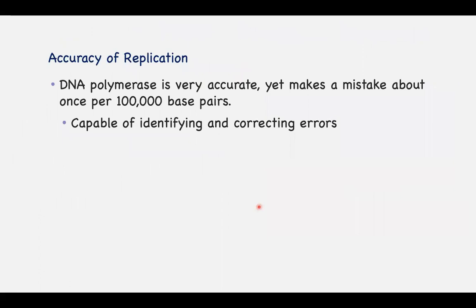So what is the accuracy of the replication? Selalunya DNA polymerase is very accurate. However, it can still make mistake, which is about once for every 100,000 base pair.